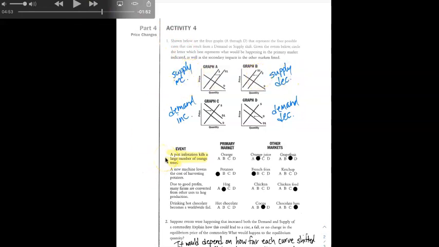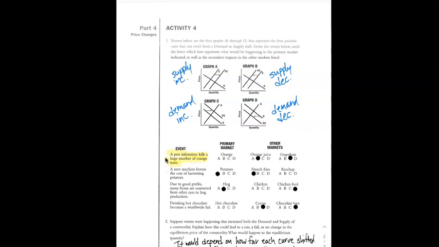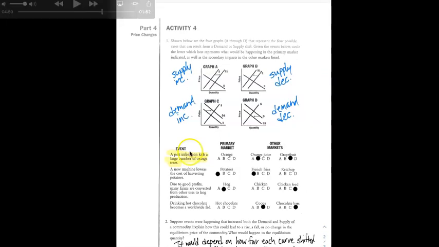Now, the pest infestation killing trees is an additional cost for producers of oranges. So it's going to make it more expensive to produce them. That means that the supply of oranges should decrease. So we should be looking at the curve shifting to the left. Since that's the case, we're going to make a little mark on B for oranges.